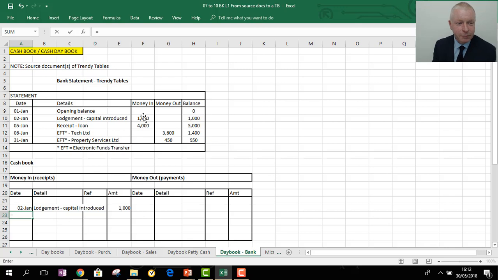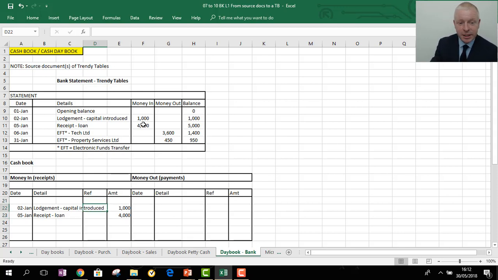That's my first transaction on the money inside. Next one up happens to be on the following transaction. So on the 5th of Jan, we have monies coming in by way of a loan. So the business has borrowed some money from a third party, which is a liability, and the value of that is for 4,000. Now we might have more detail there as a reference as to where that originated from or whatever the case may be. In this instance, we don't have it, so we're not that concerned.